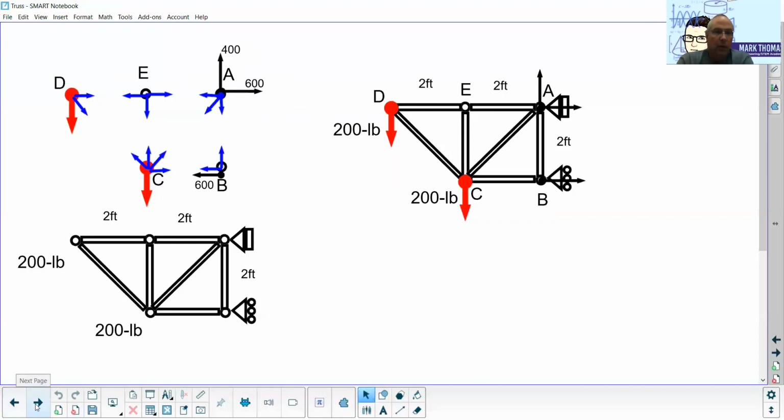Okay, so we're going to pick one of these joints and look at the sum of the forces in the X and Y direction to try to find out the forces in the members. I'll point out that we will be done when we find all of the reaction forces, we've already found 3, as well as all of the internal member forces. And so I'm looking for 7 internal member forces. When I finish all of those, we'll be finished.